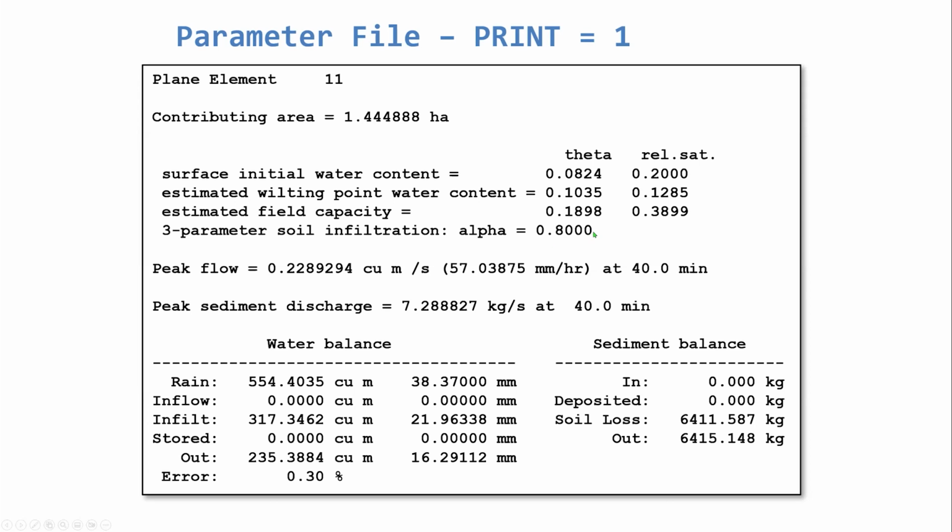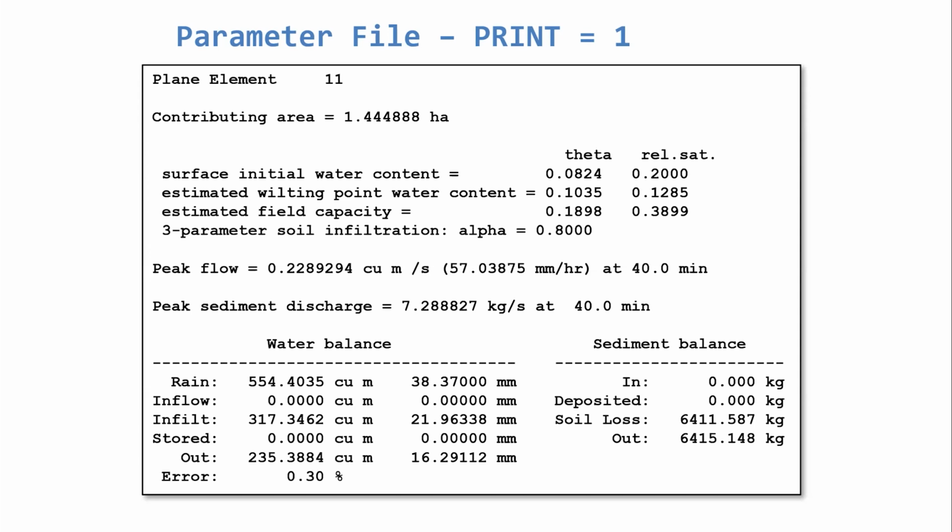And again, this is defaulted to 0.8. It'll tell you the peak flow rate on that element and at what time it occurred. And again, similarly for sediment discharge. And just like before, we're going to do our water balance on the individual element. We get a computed error down here. And we also do a sediment balance.